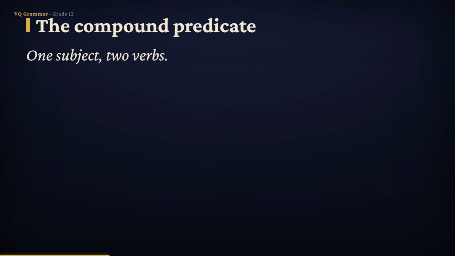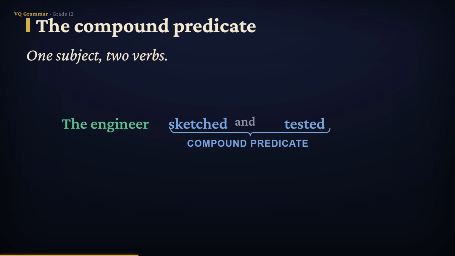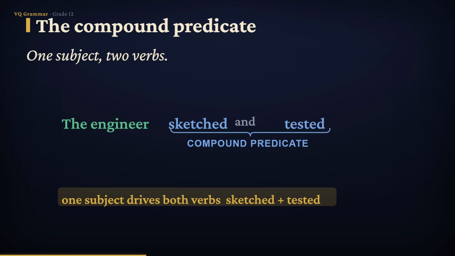Now flip it around, the compound predicate. Here's one. The engineer sketched and tested the bridge. This time, there's only one subject, the engineer. But she does two things. She sketched and she tested. Two verbs joined by and, sharing that single subject. We don't repeat the engineer for each verb. We name her once and let both verbs hang off of her. The bracket under the two verbs shows them sharing the same doer. That's a compound predicate. One subject, two or more verbs.